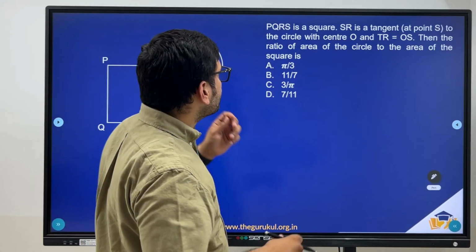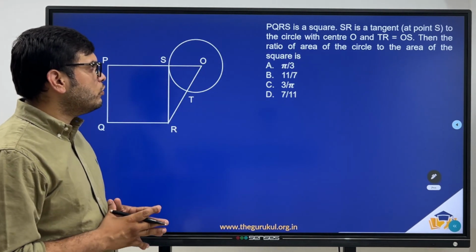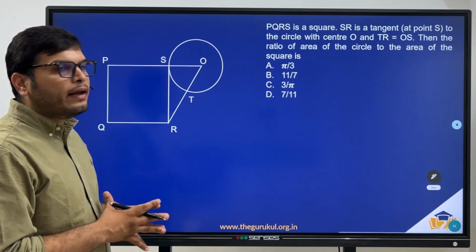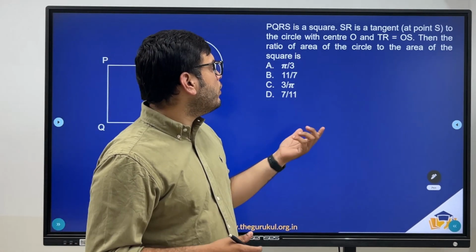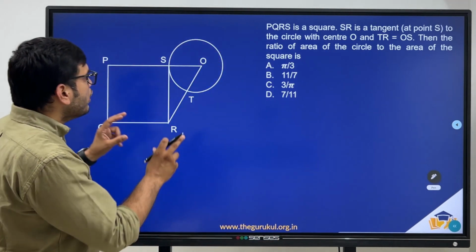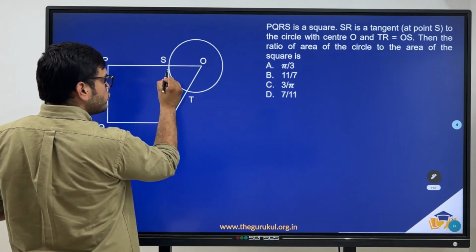Coming to the fifth question, PQRS is a square, SR is a tangent at point S to the circle with center O, and TR is equal to OS. Then the ratio of area of the circle to the area of the square is, right? Now PQRS is a square and SR is a tangent. So this should be 90 degrees.